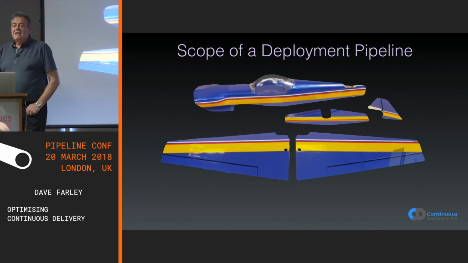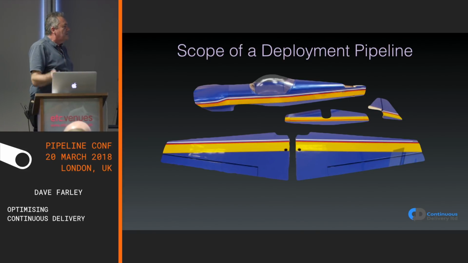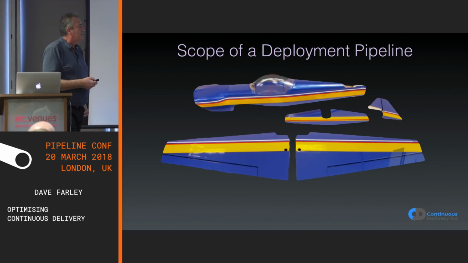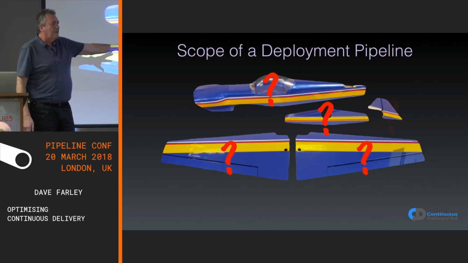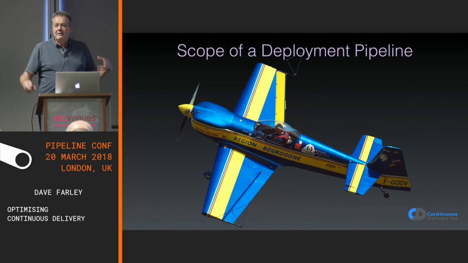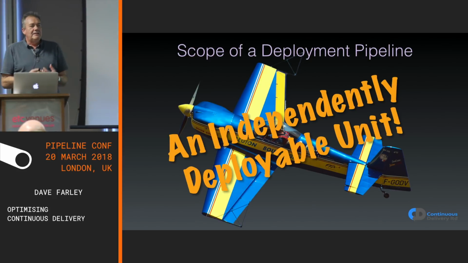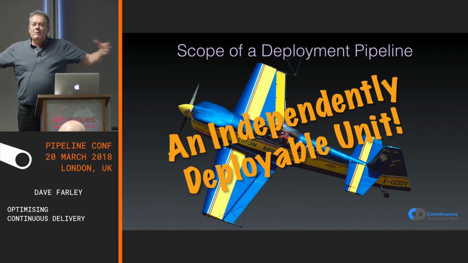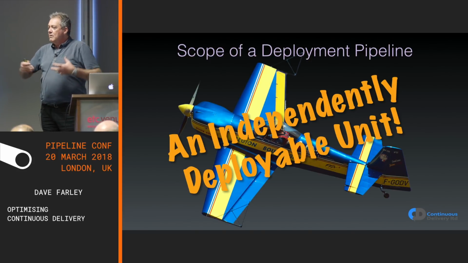But so we could think about the scope of a deployment pipeline. Here's a system. What's the scope of stuff that matters here? We could think about, is it that piece or this piece or this piece? Actually, it's not. We want the whole thing. In this context, we want a deployable unit. We want an independently deployable thing, and we want to know that that thing works together as a thing. That's what we're interested in.